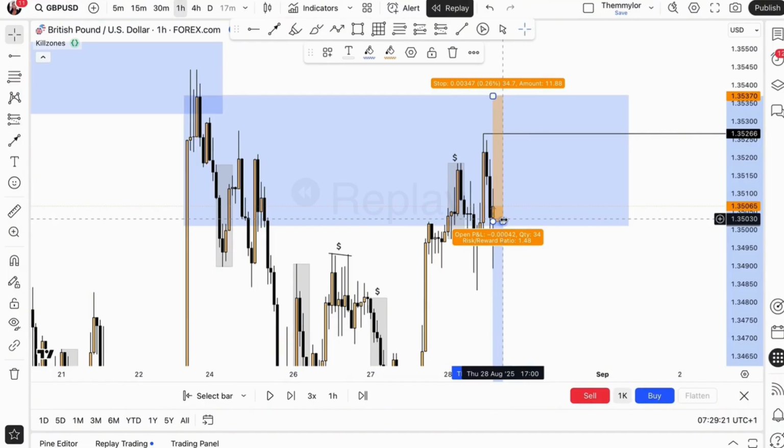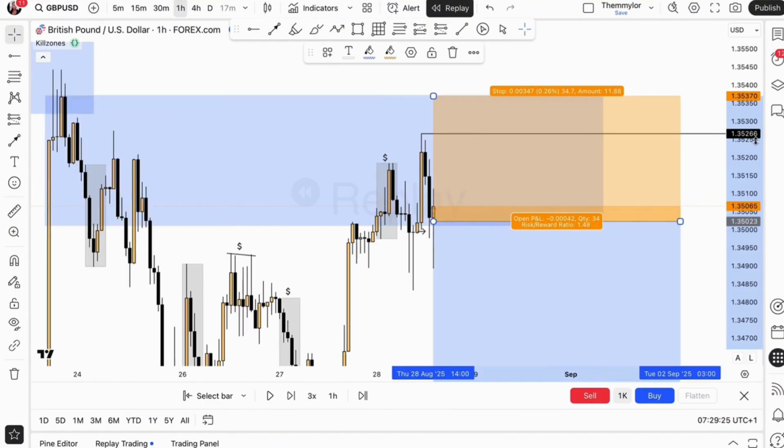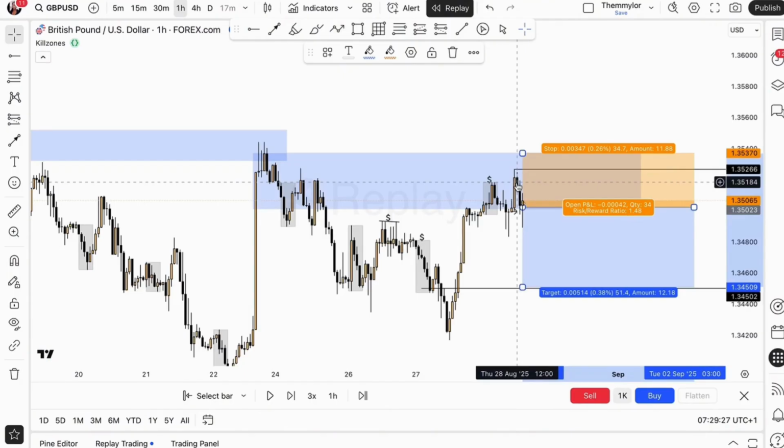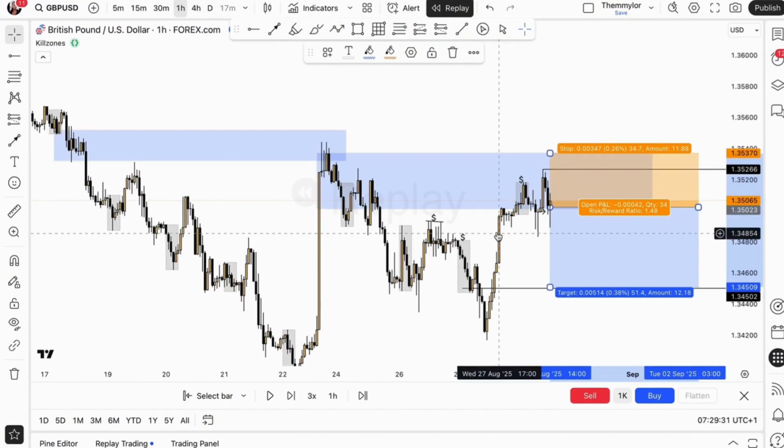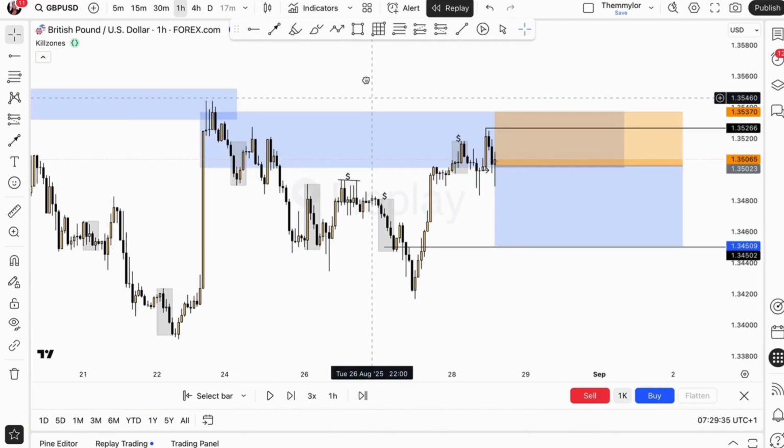So one thing I've been doing lately in my trades as opposed to before is, I usually have a stop loss of about 20 pips, 15 pips. So I'm giving more room, more pips, now for my trades.